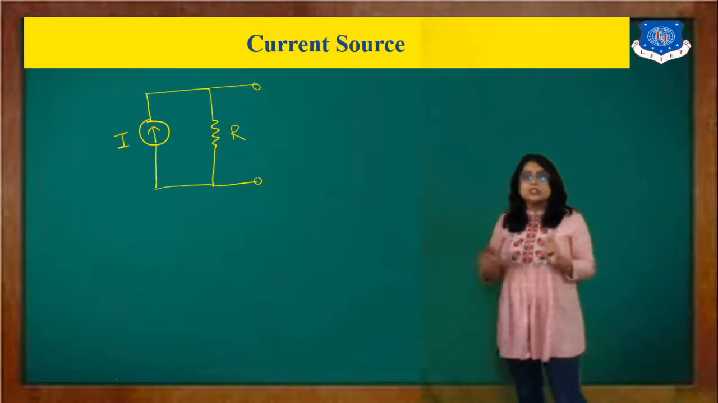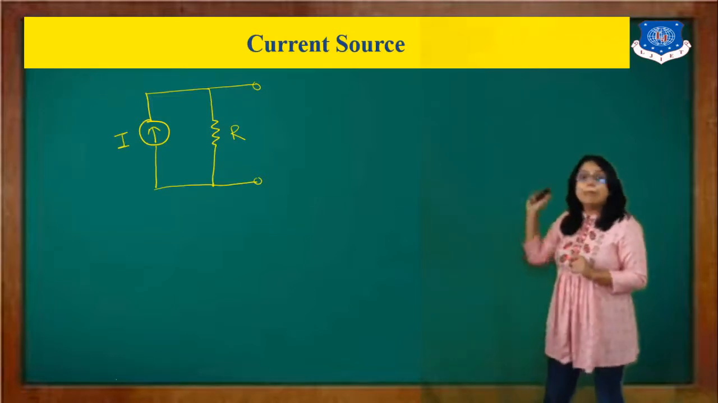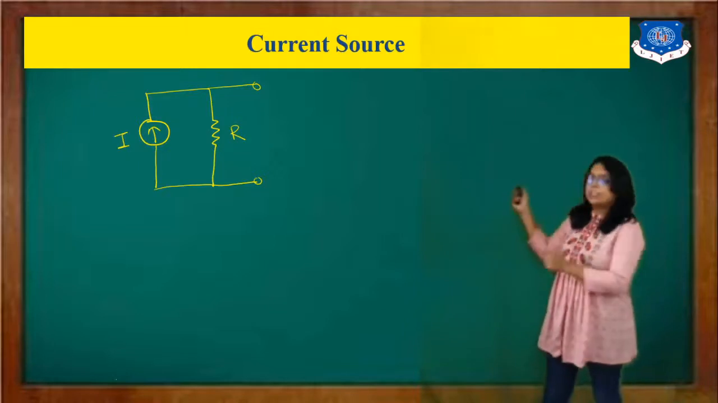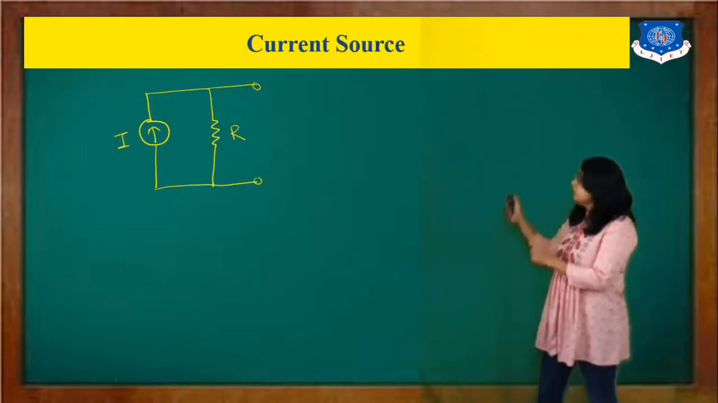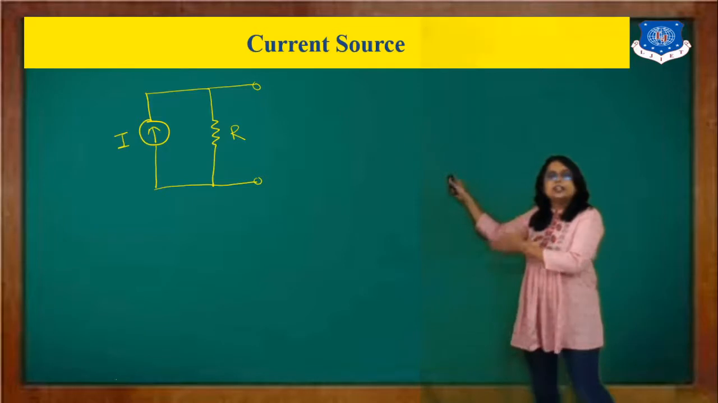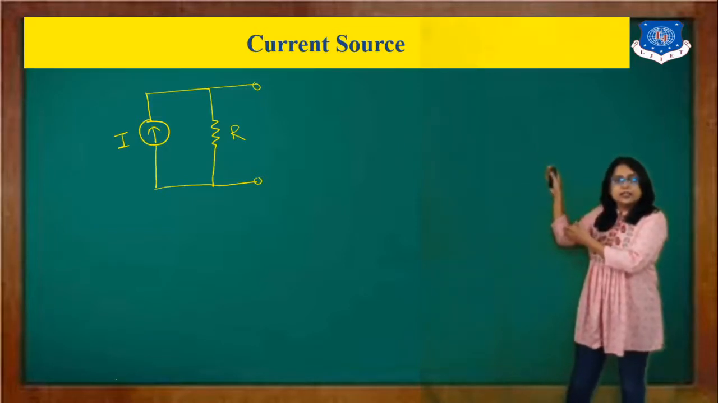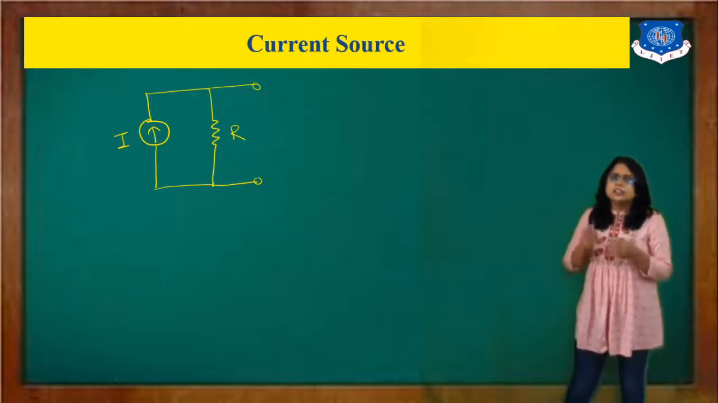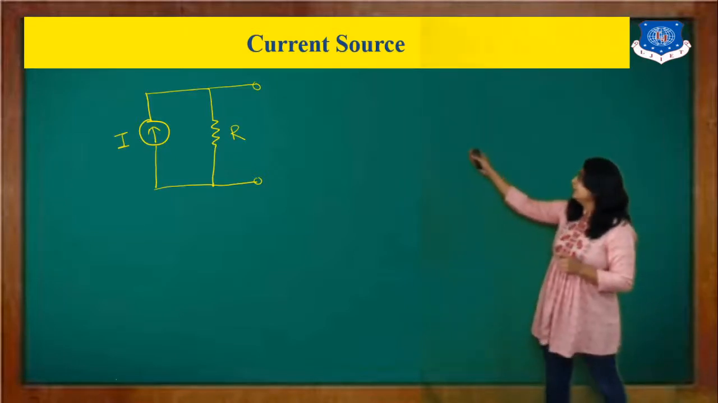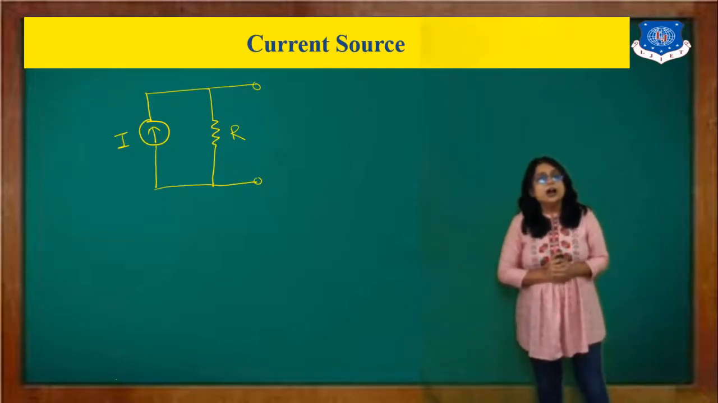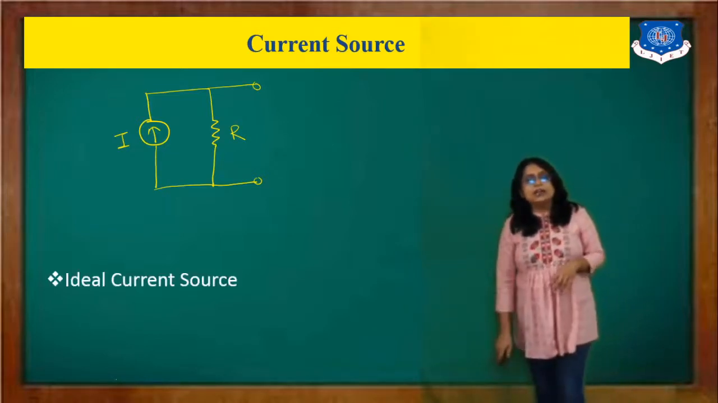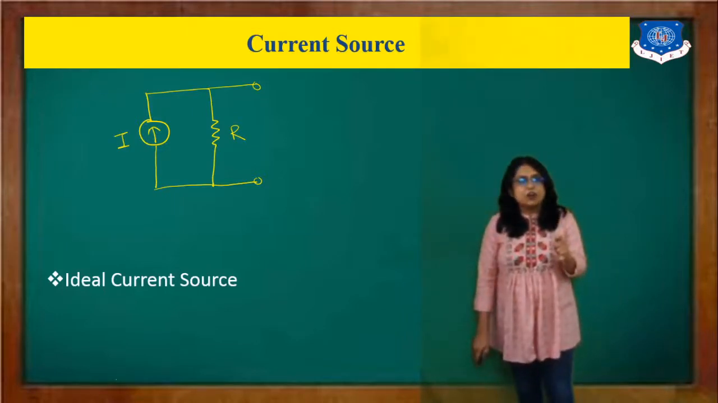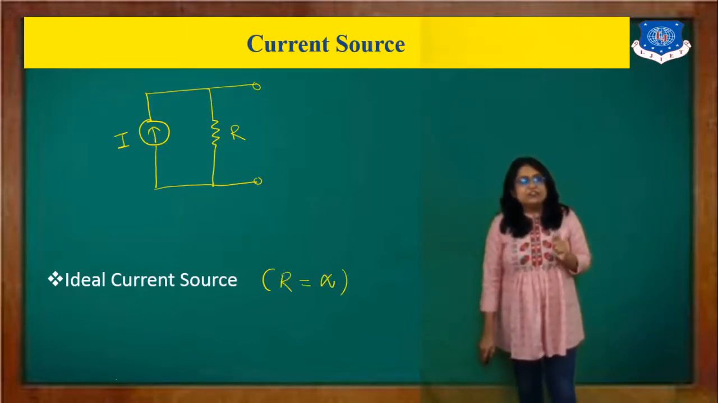Now in a current source, yes, we have a parallel resistor. Now see, we know that if it is an ideal current source, then whatever the I is there, that is given to our circuit diagram. And if it is a practical current source, then there is some value of current that you will get through this resistor R. So I know that if it is an ideal current source, then the value of this resistance is what? Yes, it's infinite.